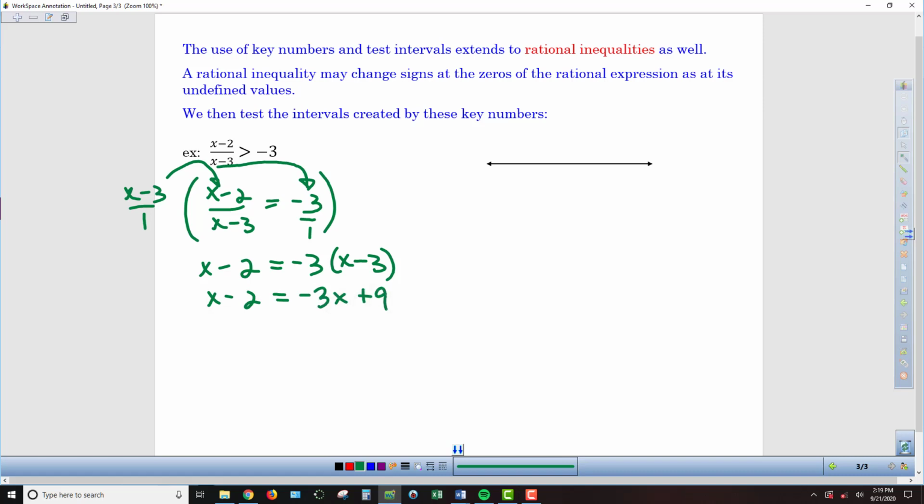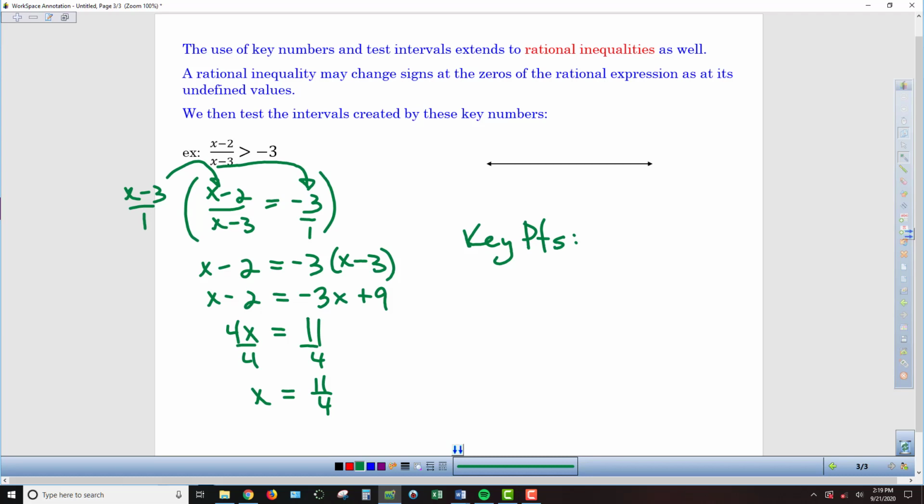So now if I move the x's to the left, I'm going to get 4x over there. If I add 2 to the other side, I get 11. And so then if we divide both sides by 4, don't panic, we get x equals 11 fourths. And so for our key points, we put them over here.